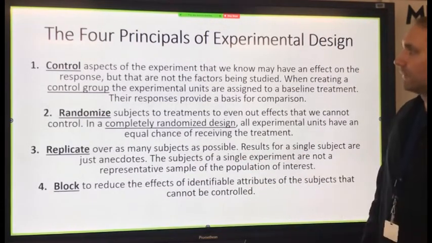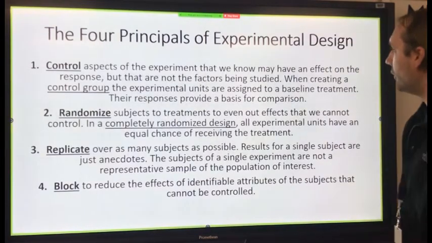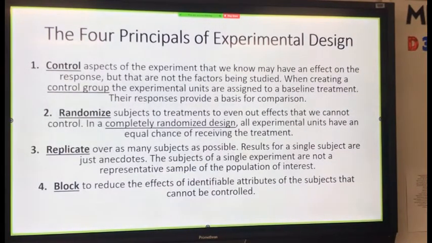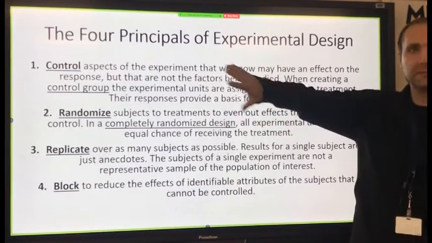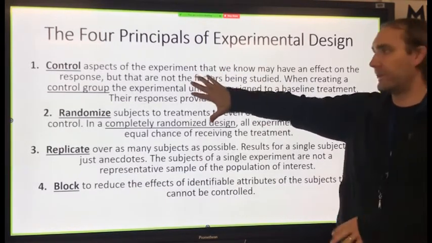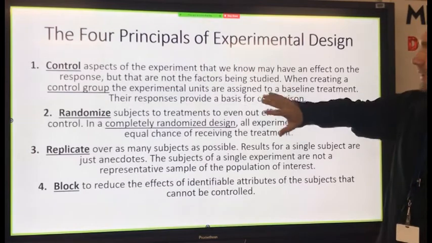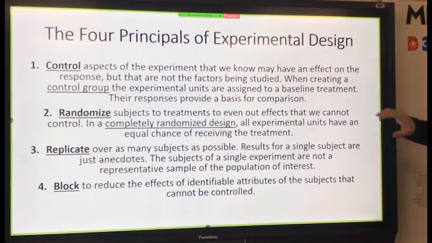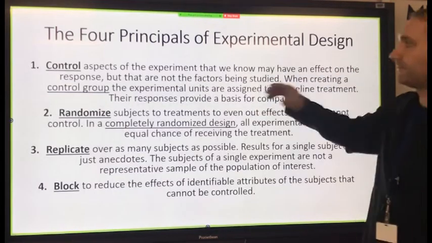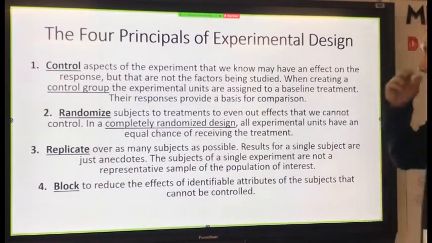Must have control. Control aspects of the experiment that we know may have an effect on the response, but that are not the factors being studied. When creating a control group, the experimental units are assigned to a baseline treatment. The responses provide a basis for the comparison. Later, I'll talk about placebo. They're given a known, just plain old baseline. They don't know that they got the special drug. They just got some drug that doesn't have any kind of side effects. So we're kind of blinding them there. So we want to have control over that.